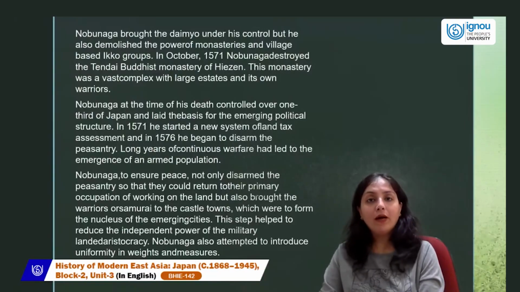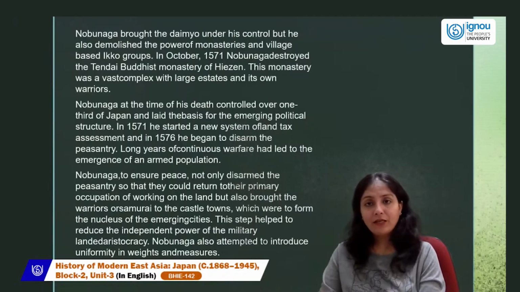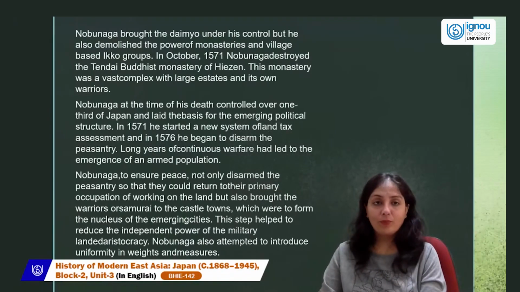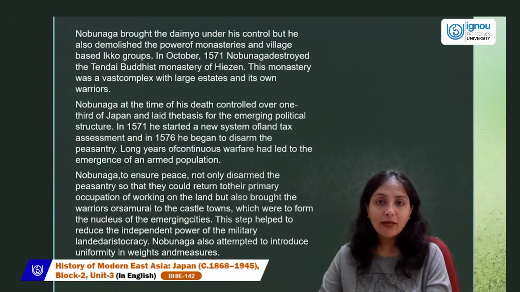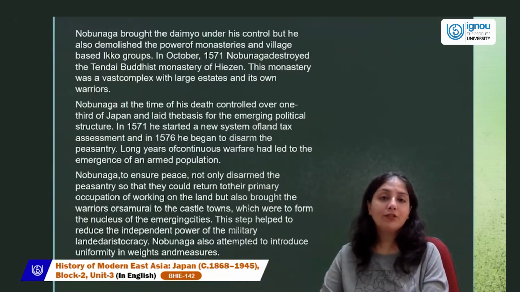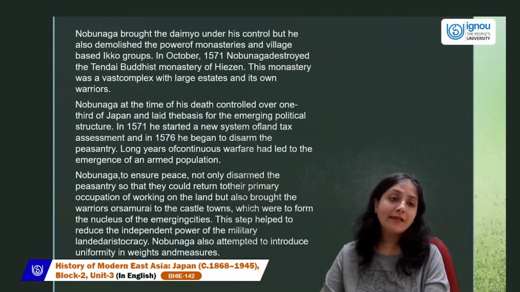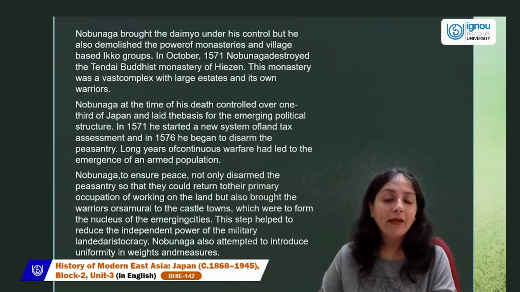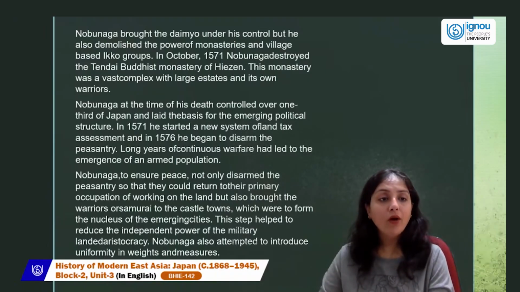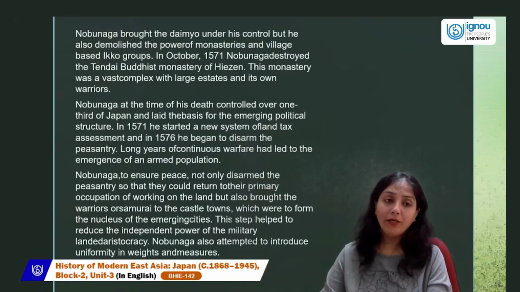Nobunaga brought the daimyo under his control, but he also demolished the power of monasteries and village-based groups. In October 1571, Nobunaga destroyed the Tendai Buddhist monastery of Hiei. This monastery was a vast complex with large estates and its own warriors. Nobunaga, at the time of his death, controlled over one third of Japan and laid the basis of the emerging political structure.